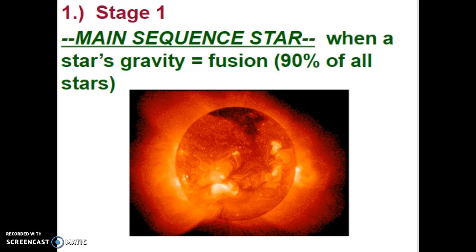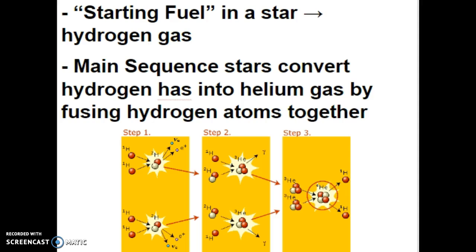After a star becomes a protostar, it will undergo stellar equilibrium and form what we call a main sequence star. This is when a star's gravity equals fusion, so stellar equilibrium is maintained. Just about all of the stars that we have cataloged fall into this main sequence category. Now, most of space is made up of hydrogen and helium, and the starting fuel in a star is hydrogen gas. What main sequence stars do is convert hydrogen gas into helium gas by fusing hydrogen atoms together.